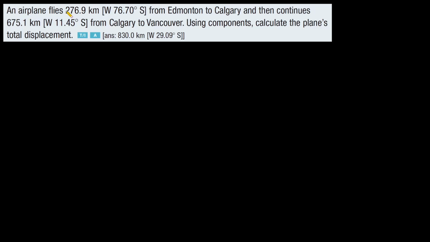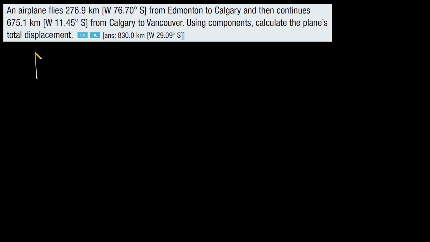Question: an airplane flies 76.9 kilometers west, 76.7 degrees toward south, from Edmonton to Calgary, and then continues 75.1 kilometers west, 11.45 degrees toward south, from Calgary to Vancouver. Using components, calculate the plane's total displacement.